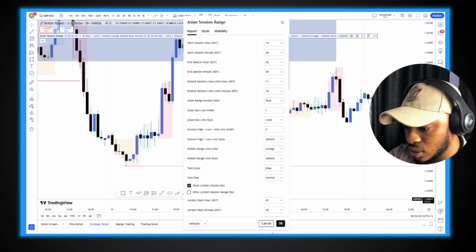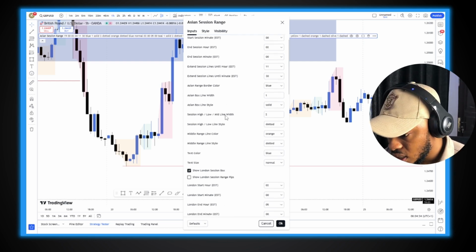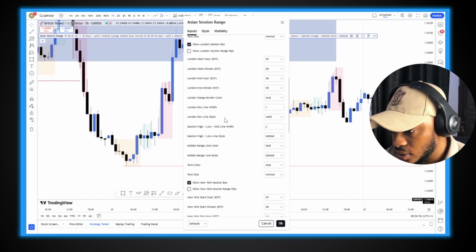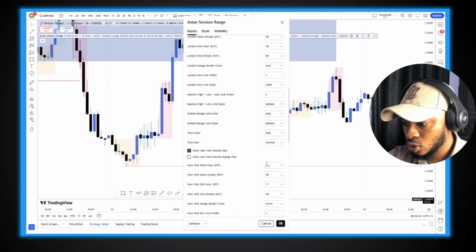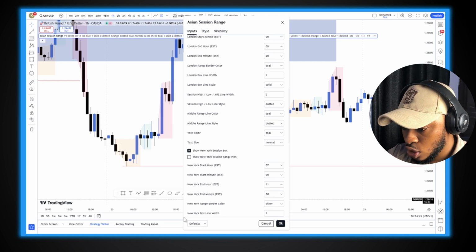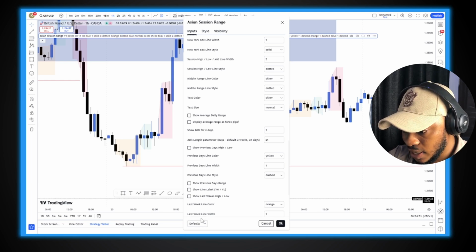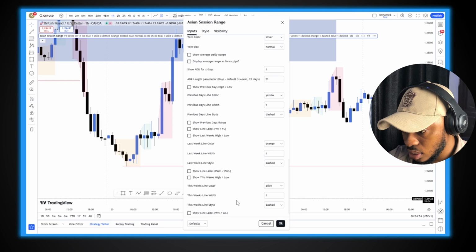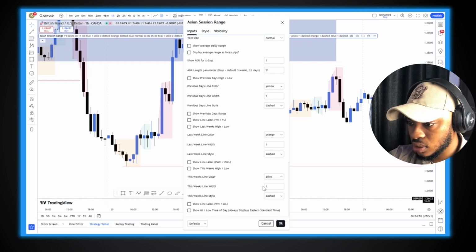You can screenshot this, from London start minute. Take a screenshot, and then from London start minute, take the screenshot of the remaining place. Stop at New York box line width, and from here take another screenshot. We stop at last week line width. Okay, take the screenshot of this remaining settings.